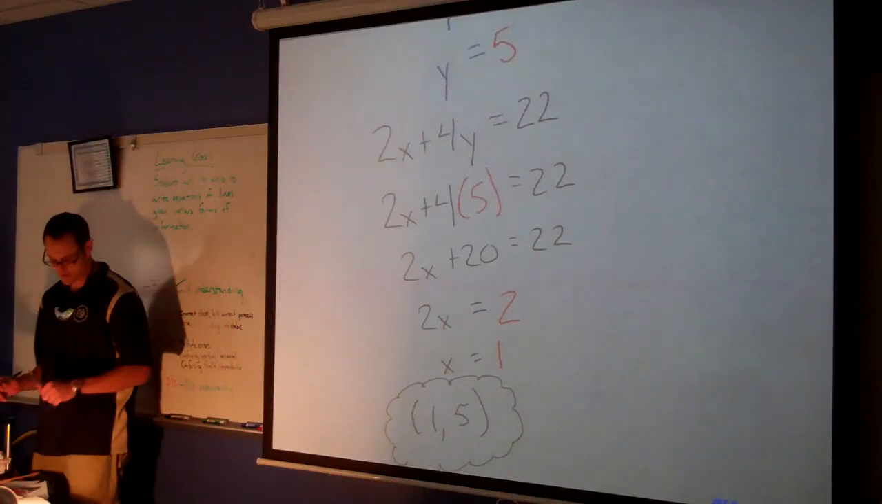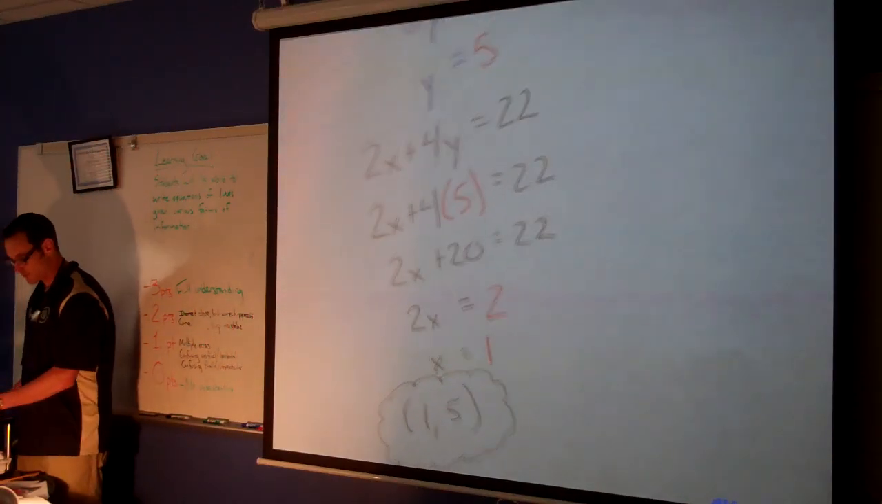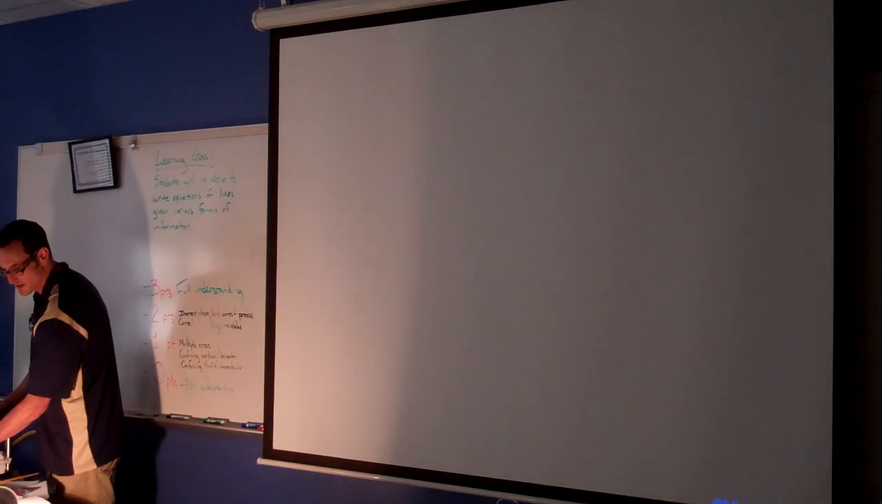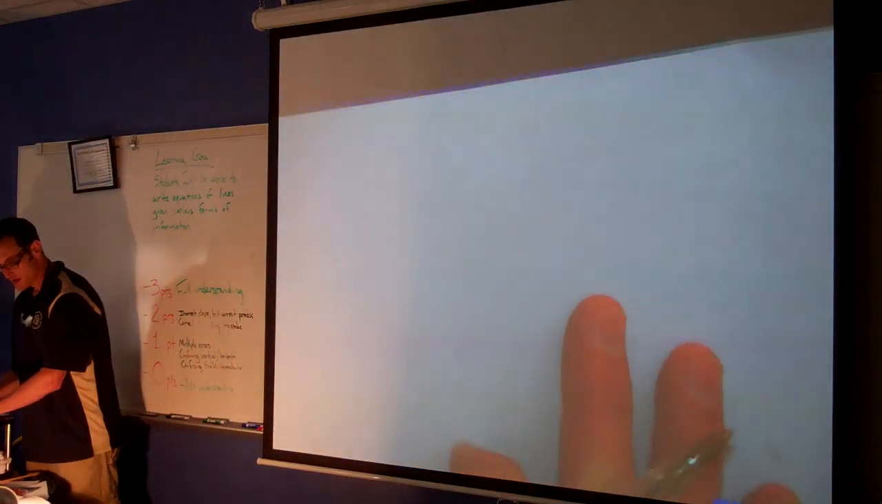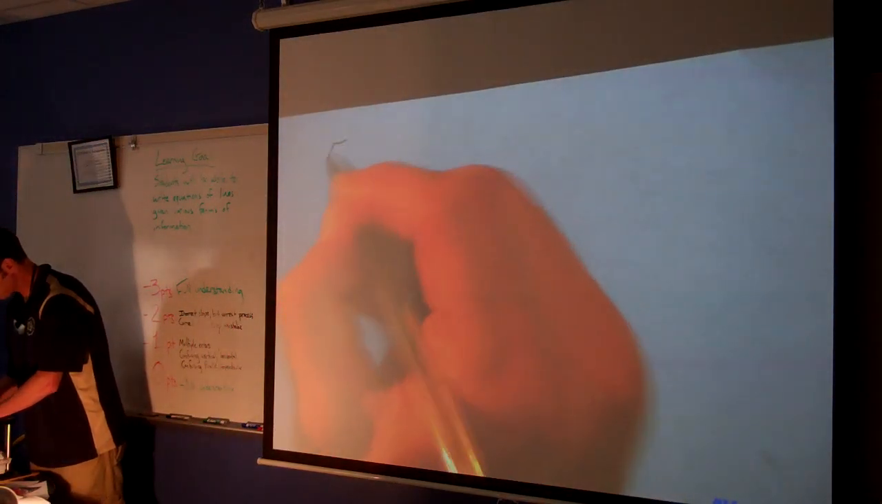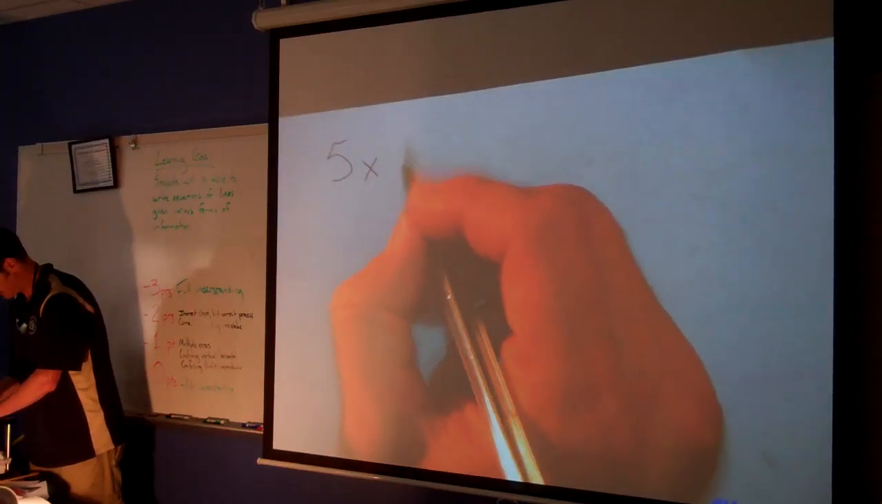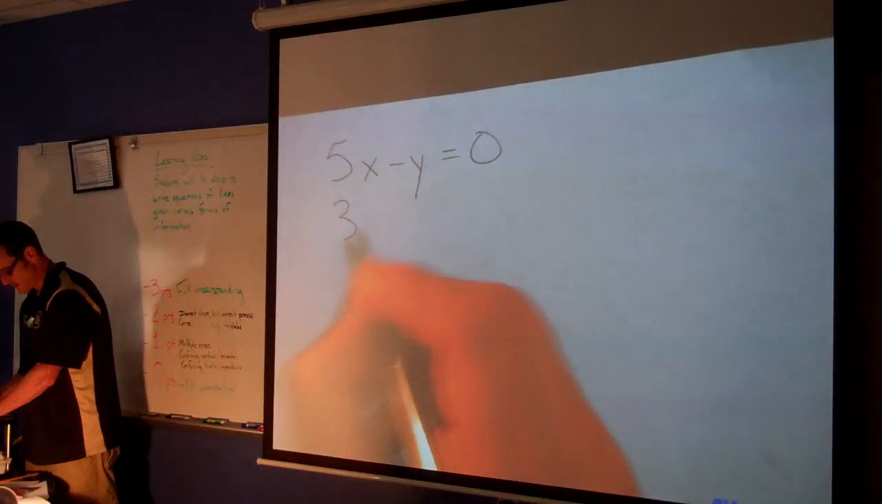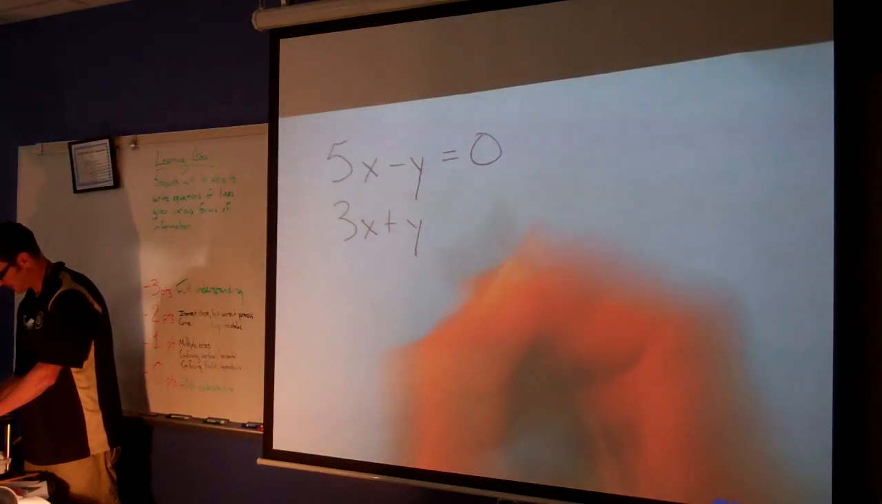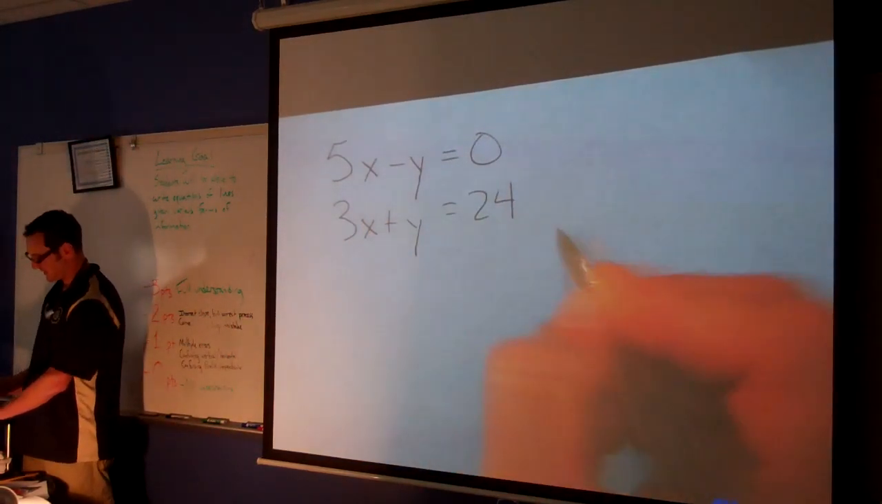Let's go into a different example so we can see how subtraction works, because that gets, actually I'll cancel out another variable. I will get to subtraction later. But let's do another example. We have 5x minus y equals 0, that's one equation. 3x plus y equals 24, that's my second equation.